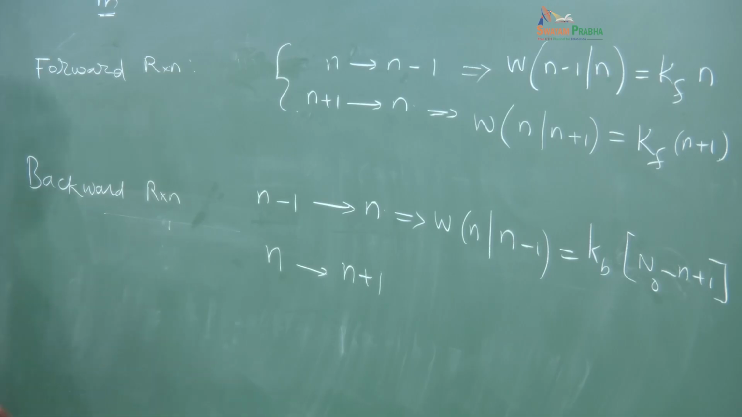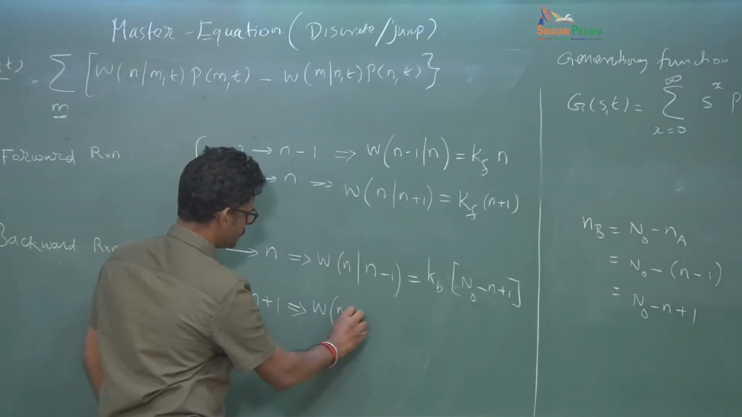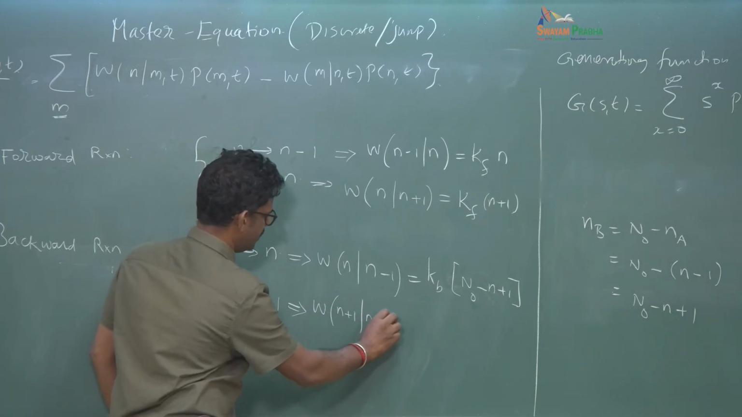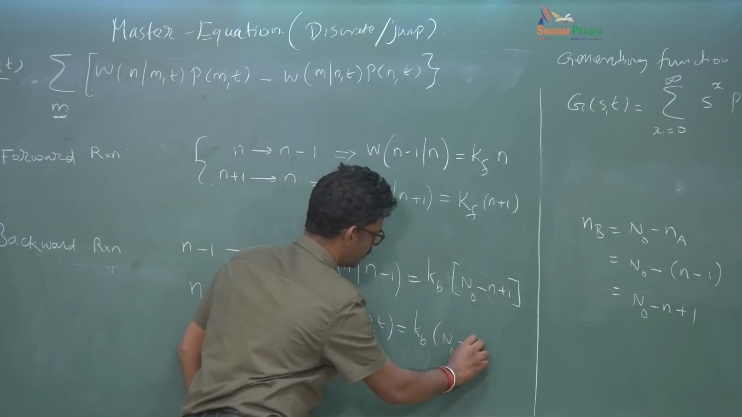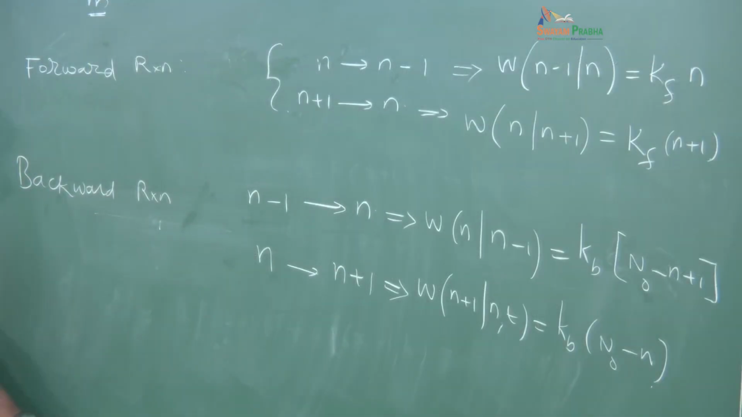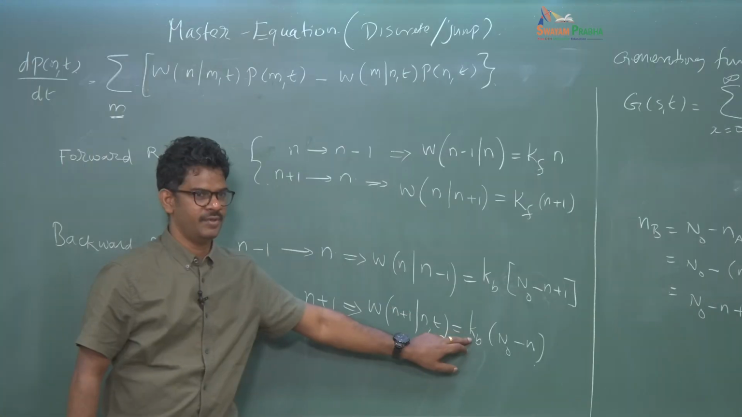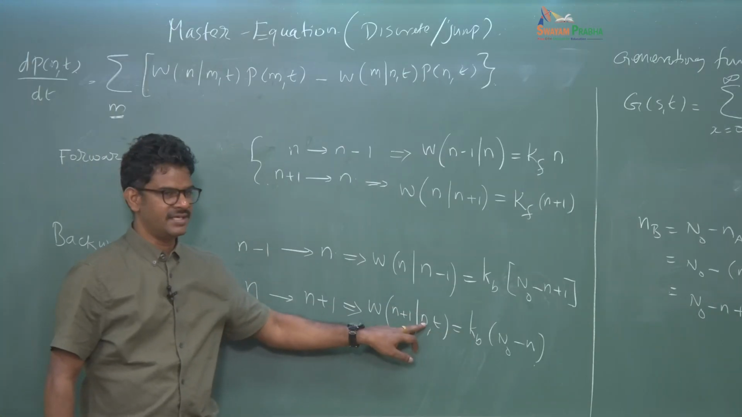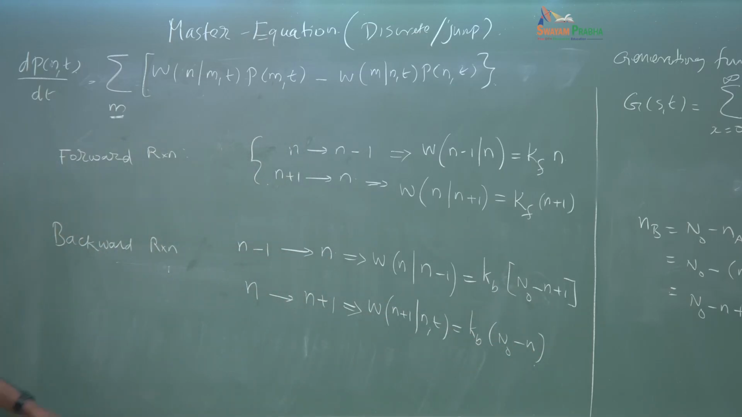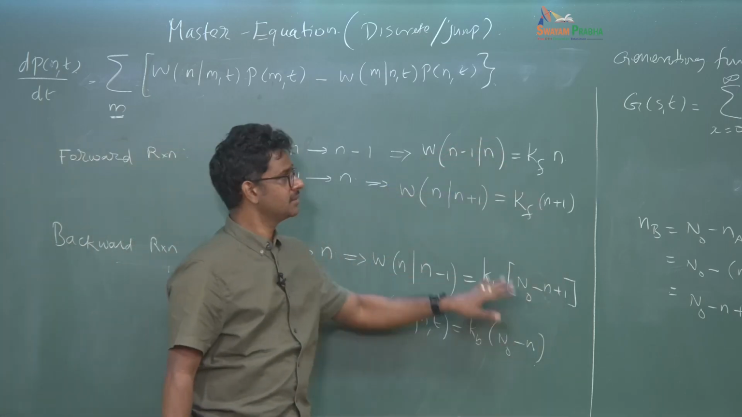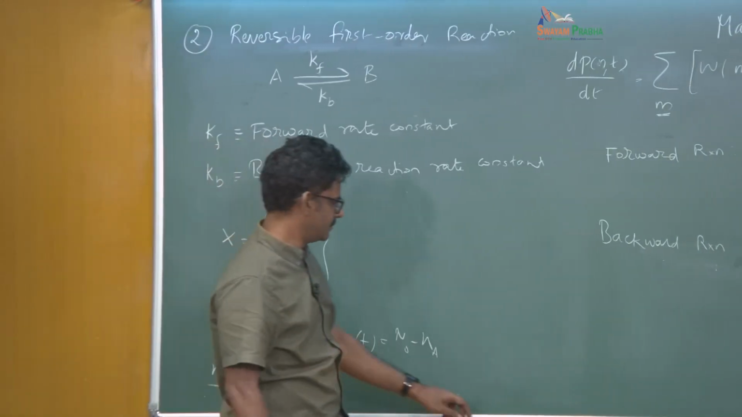Similarly, let us write this: W n plus 1, n comma t, is Kb times n naught minus n. So the backward reaction going from n to n plus 1 depends on the rate constant Kb. When the number of molecules of A is n, the number of molecules of B is n naught minus n. Having defined all these rate constants, now we can substitute them here, and then we'll get the master equation for this.